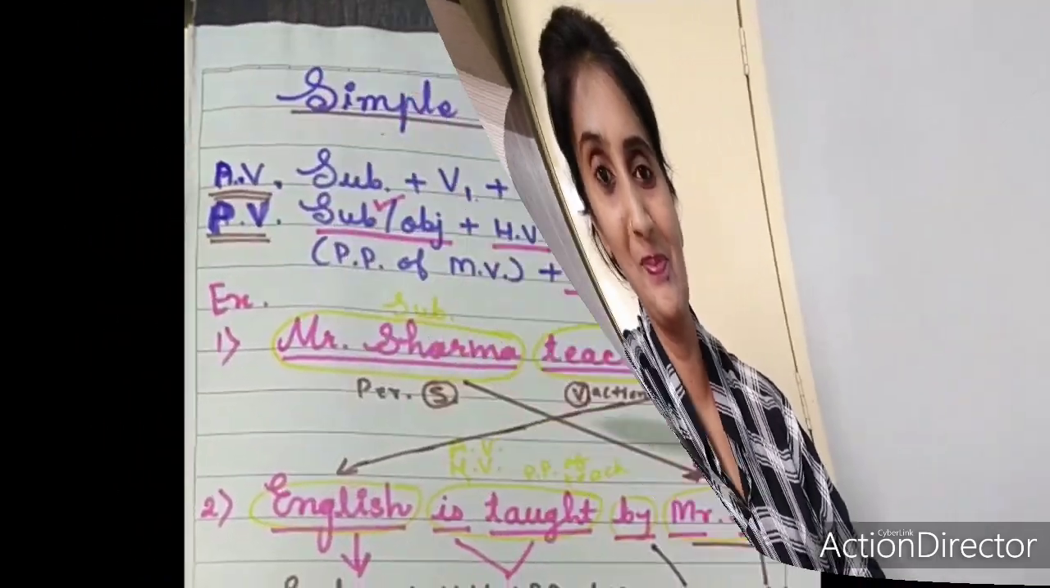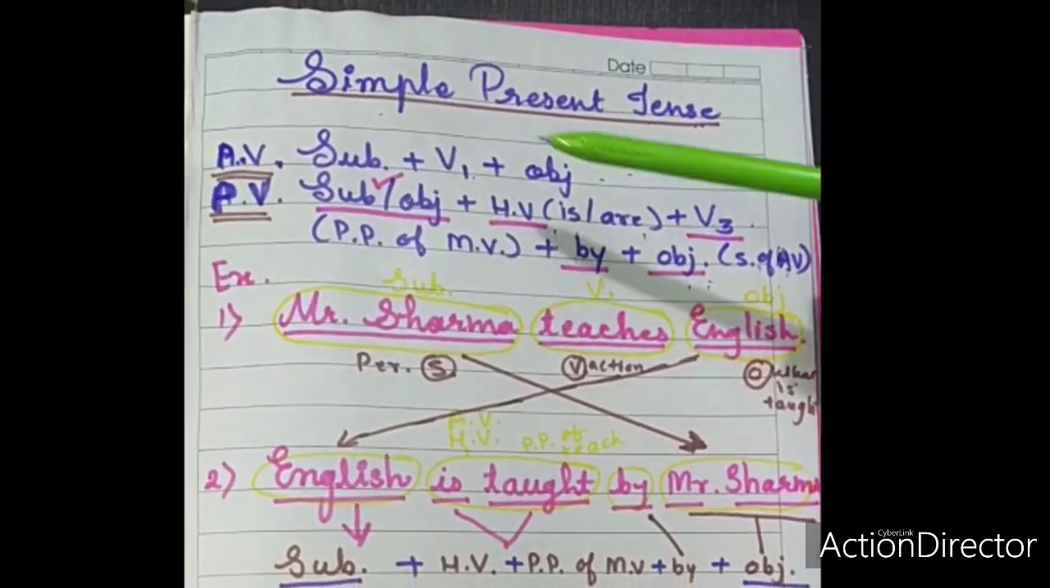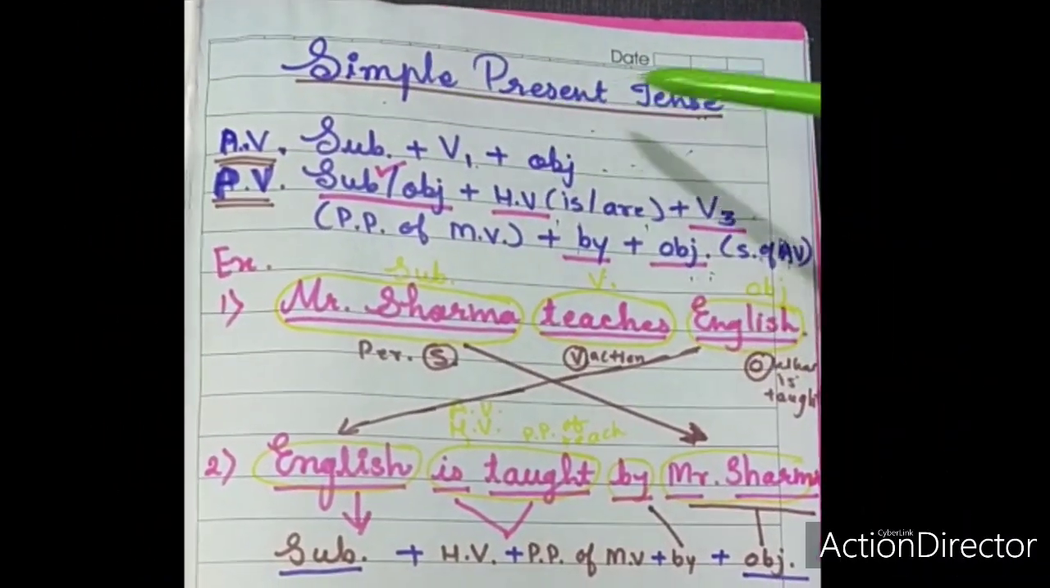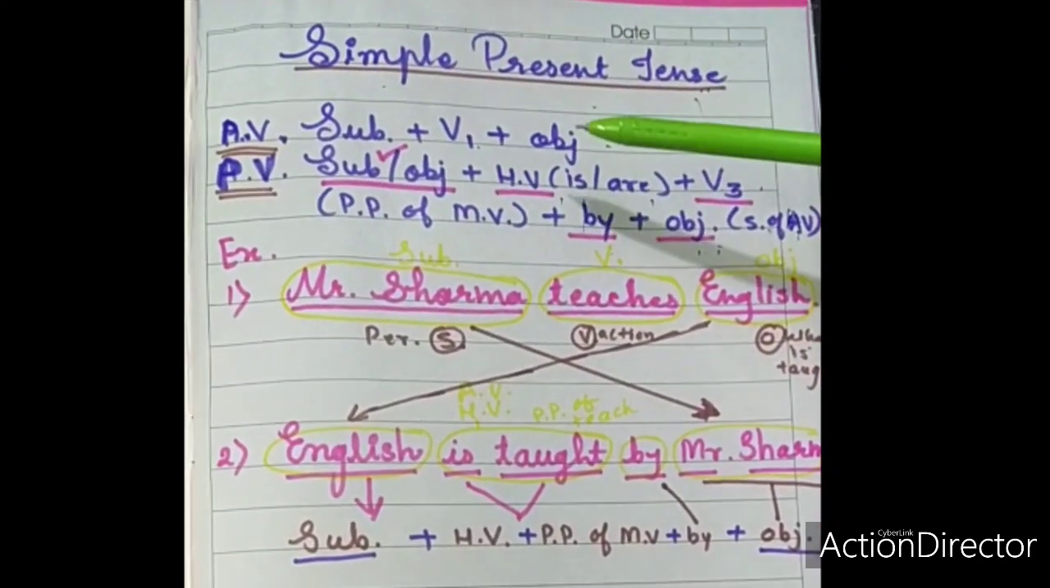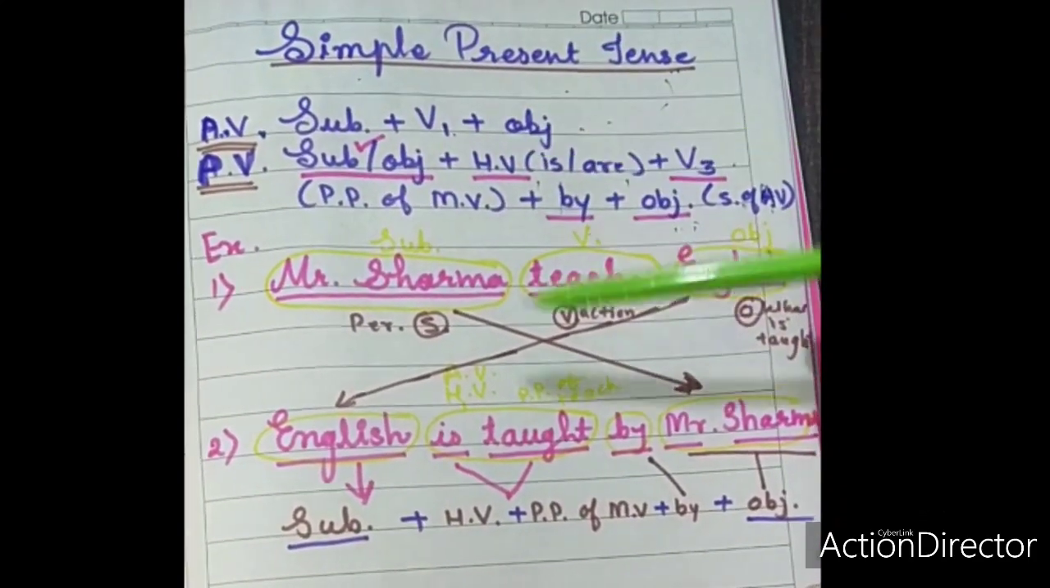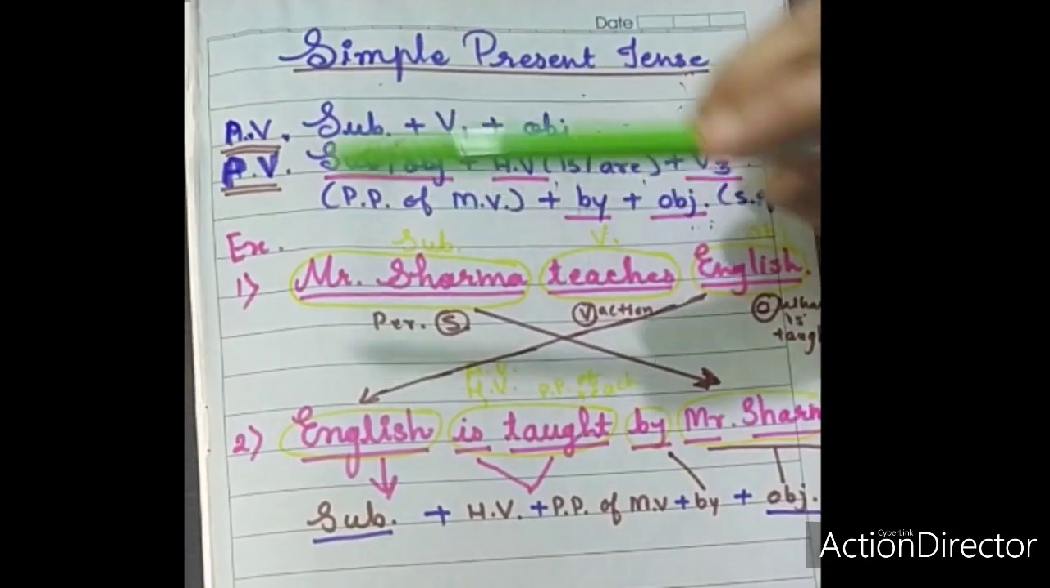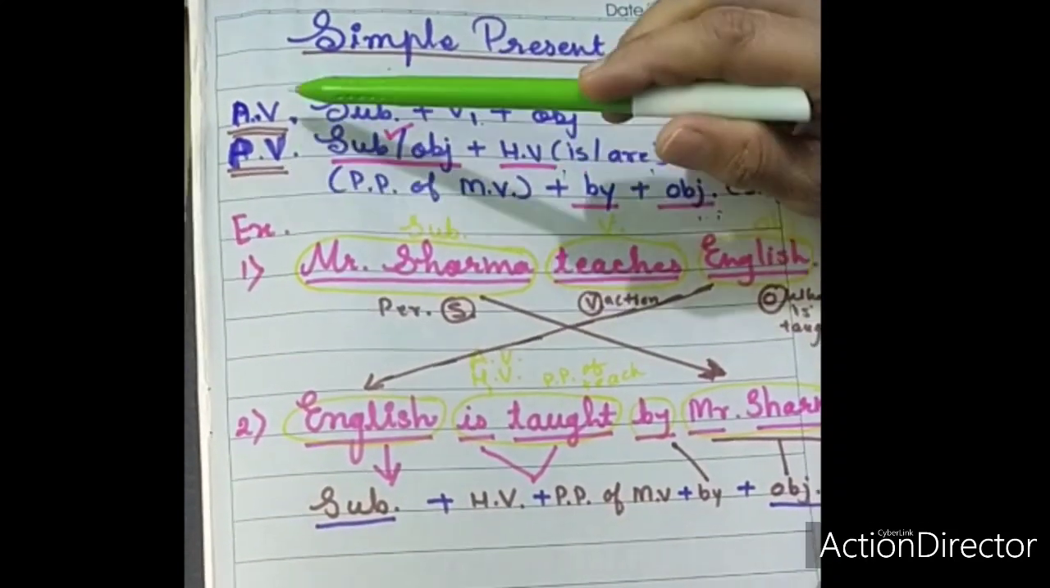Students, now let us see how to convert the sentences of simple present tense from active to passive voice. First of all, we will see the structure of both and then examples. Study them well. Now see here students, simple present tense. Here we are going to study how to convert the sentence of active voice to passive voice.